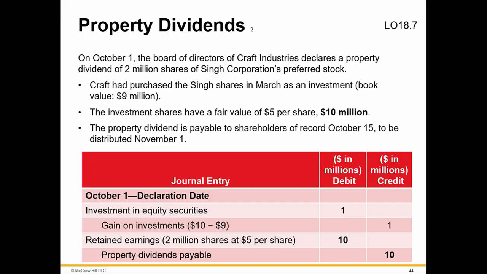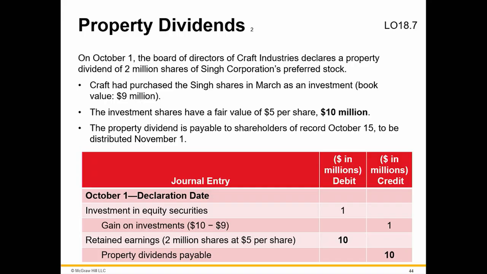Then we can record the liability associated with the dividend being distributed. We always take distributions for cash or for dividends out of retained earnings. So we debit retained earnings, 2 million shares at $5 per share, or a total of 10 million. And we credit not cash dividends payable, but property dividends payable for 10 million.